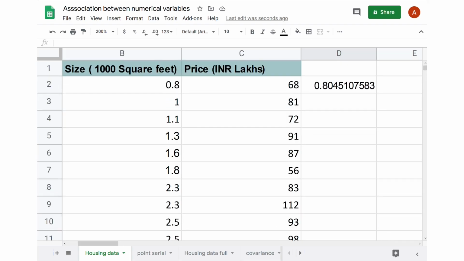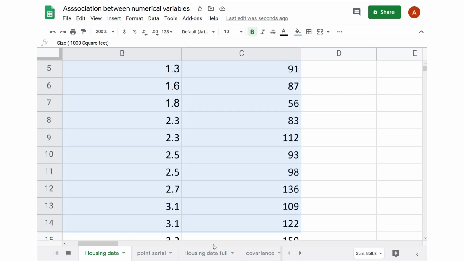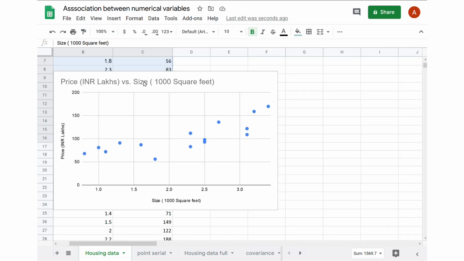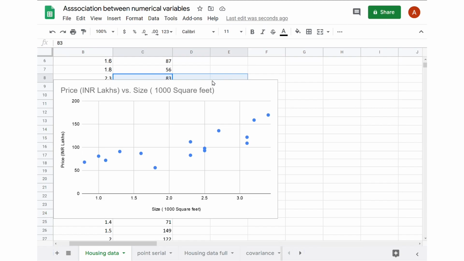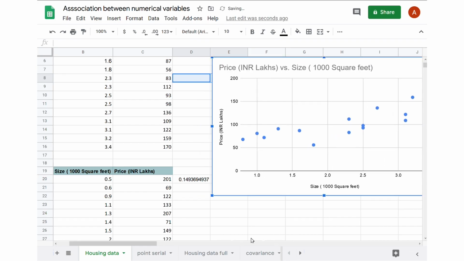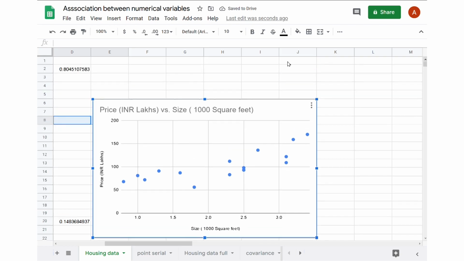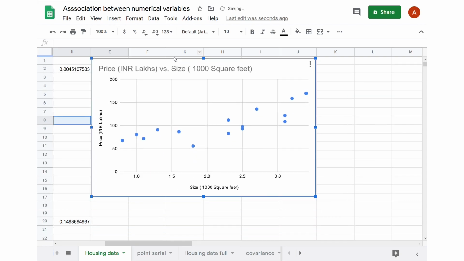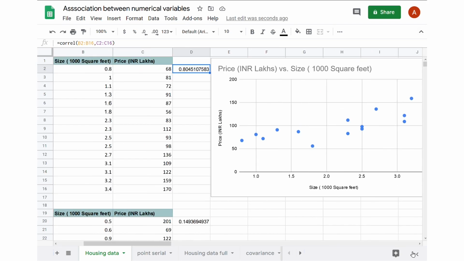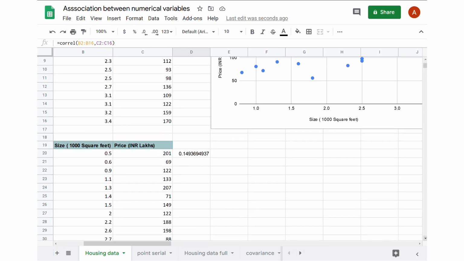Now, one way to explain what is happening here is by looking at the scatter plots. Let me look at the scatter plot for my first data set. I notice there is a reasonable linear relationship between my x variable, which was the size, and my y variable, which was the price, and the strength of this linear relationship is captured by my correlation, which is 0.804.